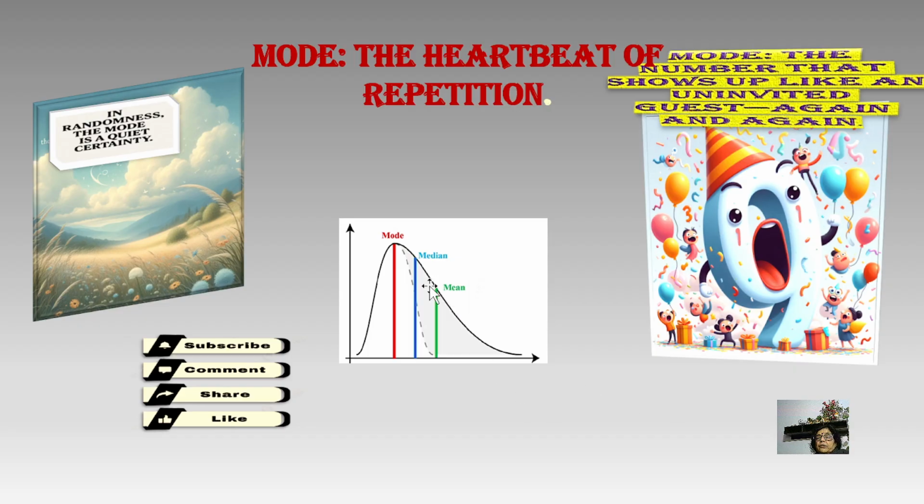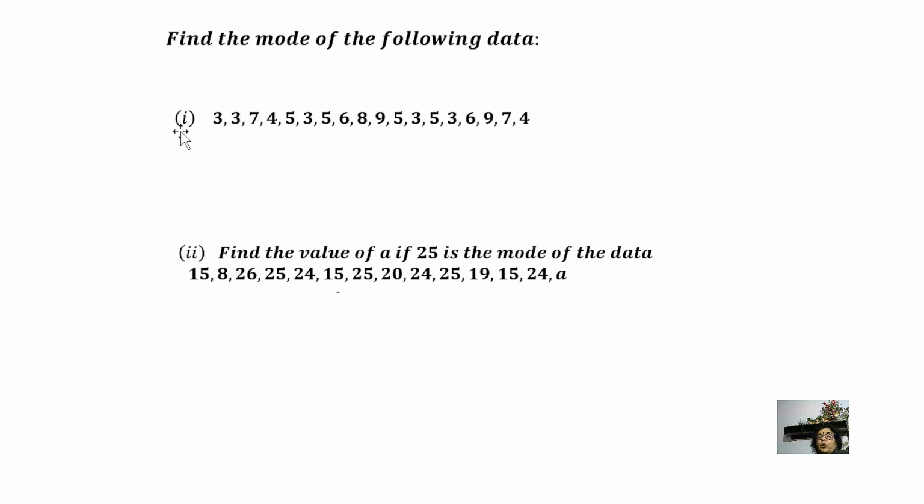The mode of the data is the particular value in any data set which occurs the maximum number of times. So it is not affected by the outliers, the minimum or the maximum values, because it is that particular value which is occurring the maximum number of times. Hence, it is also referred to as the heartbeat of repetition. Now let us take up some questions pertaining to mode of the data. How do we calculate the mode of the data?